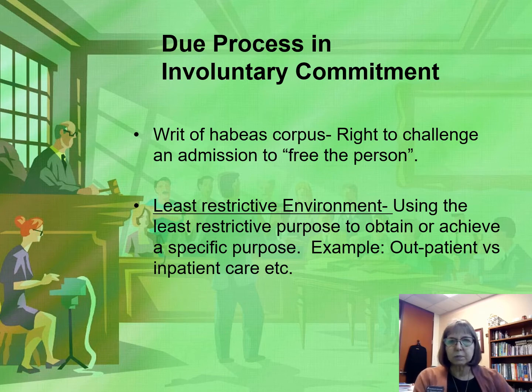The writ of habeas corpus means the right to challenge an admission or to free the person. So we're always wanting to think about any admission as one of the least restrictive environment. That's very important. You never want to use more than what is the least restrictive. An example of that would be if you have a patient who has a mental illness, say for example, that can be seen on an outpatient basis because maybe they're not as severely ill for needing inpatient admission, then you need to use the outpatient treatment versus inpatient because that is the least restrictive type of treatment.